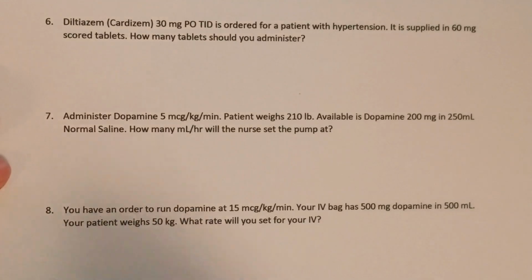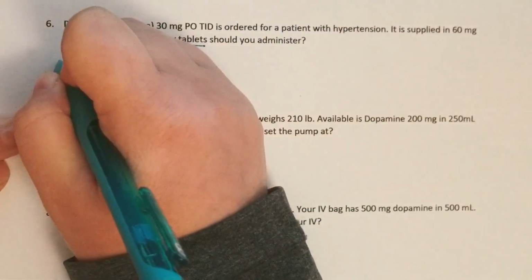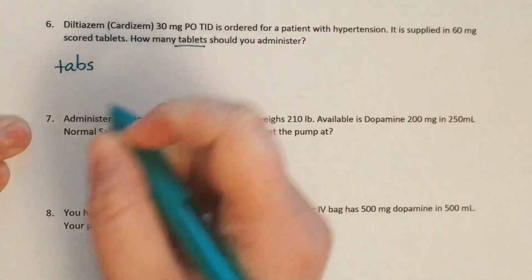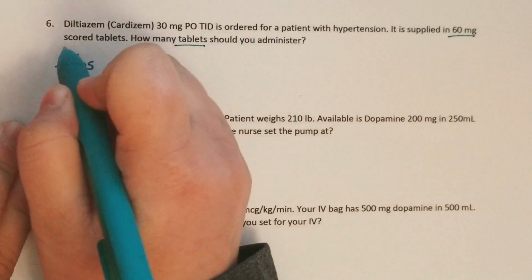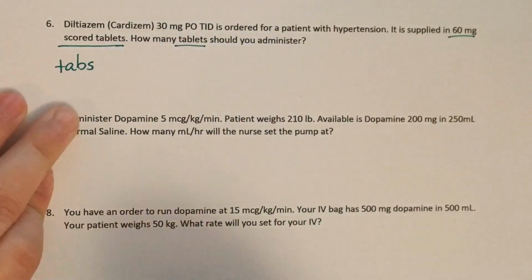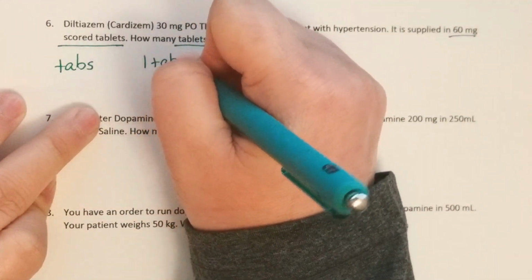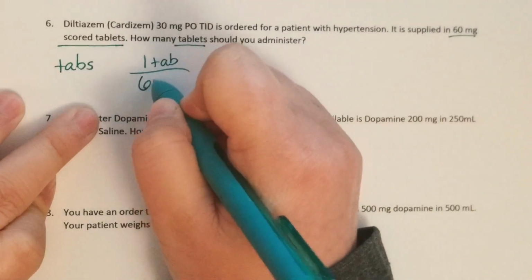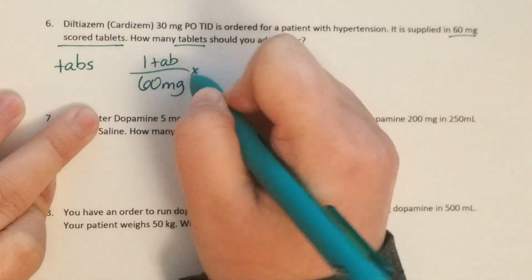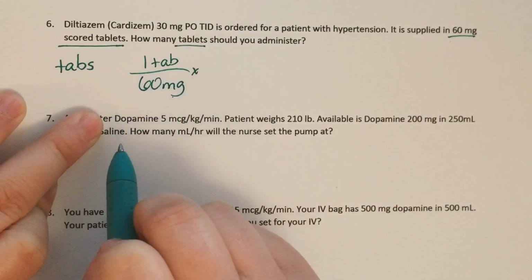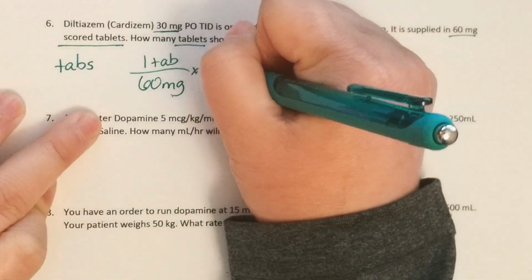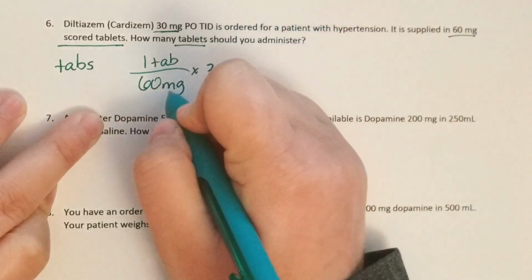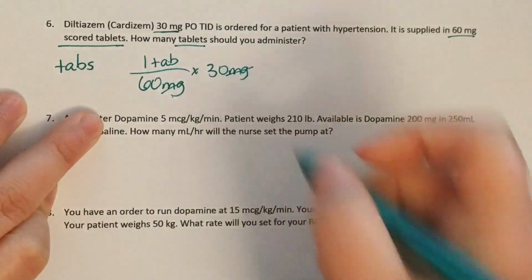So this one, we're looking for tablets. So I'm going to write tabs over here. That way I know what I'm looking for and what I want to start with. So we have 60 milligram scored tablets. That means that 1 tablet is 60 milligrams. Well, I want to get rid of the milligrams, so I want to be left with the tablet. So I'll look up in the problem and I found a milligram to cancel it out with. These cancel. I'm left with the tablet.